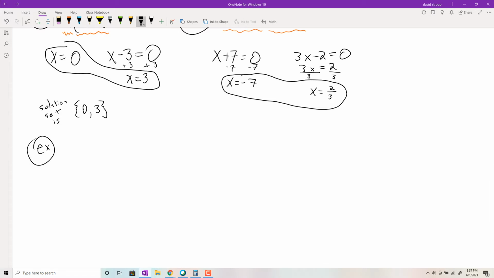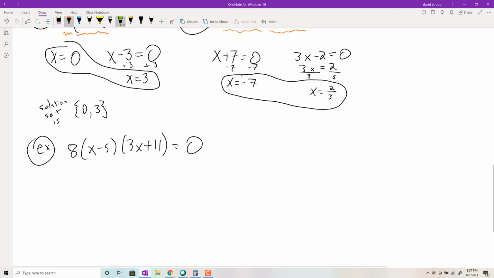Let's get another: 8 times x minus 5 times 3x plus 11 equals 0. This time we have 1, 2, 3 factors. We could set each equal to 0. It's kind of silly to set the 8 equal to 0, but you'll see the book probably does it. 8 will never be 0. 8 is not equal to 0. So that doesn't really give you any solutions. That's not part of the answer. So no help there.